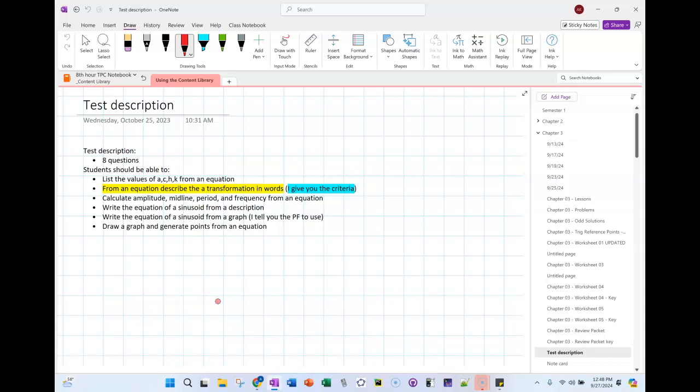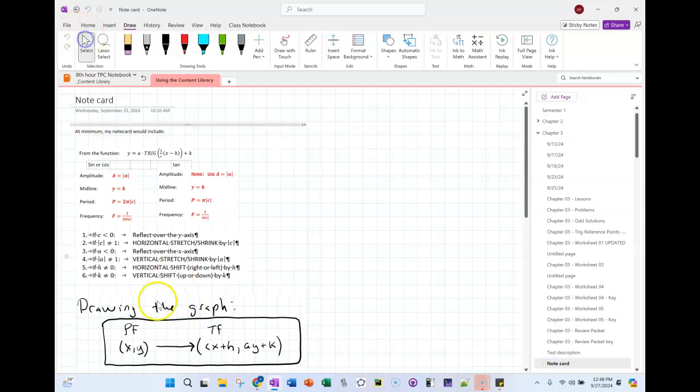Next item is from an equation. You should be able to describe the transformation that occurs in words. I have highlighted here that I will give you the criteria. So the way that I wrote that is like this. This is also in OneNote on the note card page. If you don't like the way this is written and you want it the way we talked about it in notes, then you got to write on your note card in that way. This is the way I typed it in because it was briefer and would take up a whole page for me to type it out. Everybody okay?